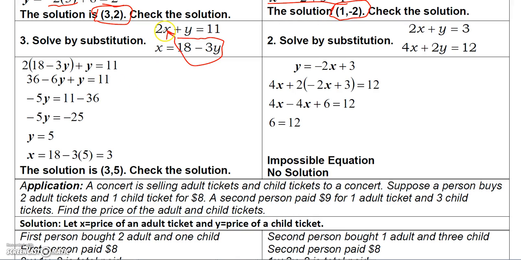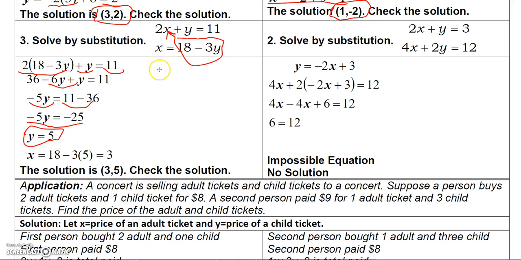So then that would give me 2 times x, where x is 18 minus 3y, plus y equals 11. Distribute the 2 and I get 36 minus 6y plus y equals 11. And then I know minus 6y plus y is minus 5y. And of course, if I subtract 36 from both sides, I'll get 11 minus 36 over here, and the 36 on the left would have canceled. And so I get minus 5y equals negative 25. And then if you divide both sides by negative 5, you get y equals 5. And then don't forget, you've got to solve for x.